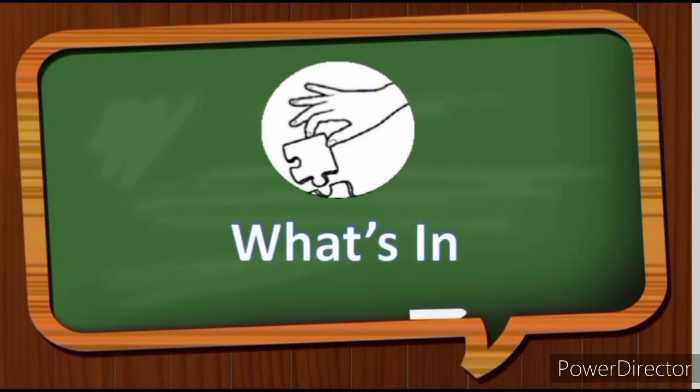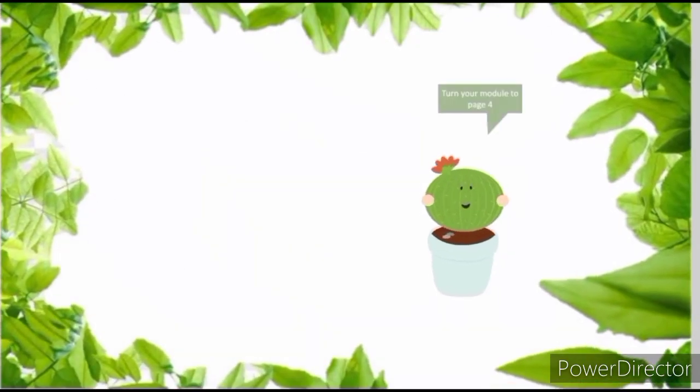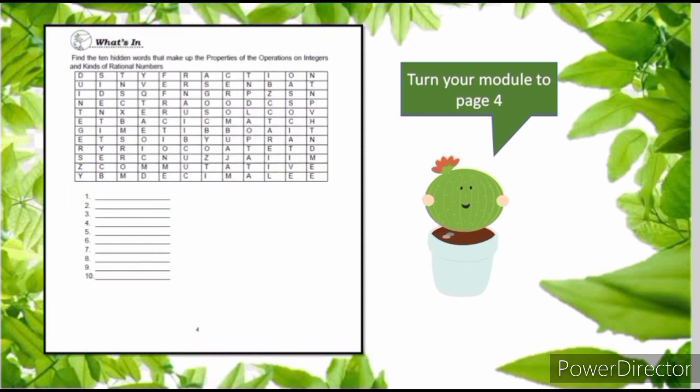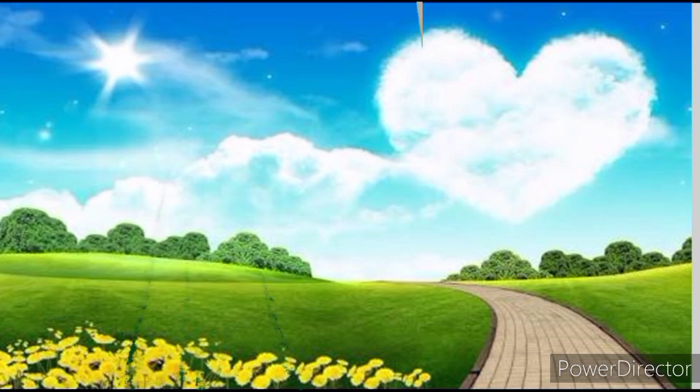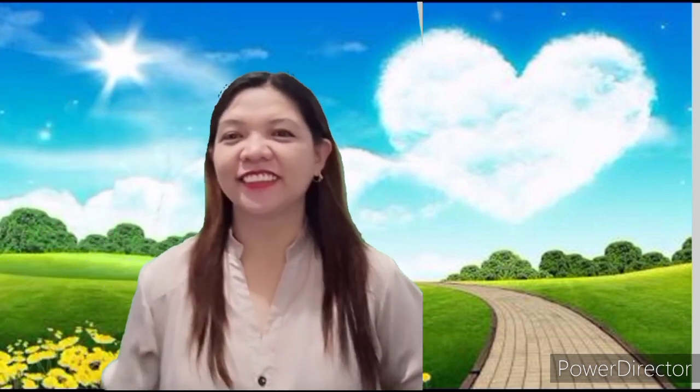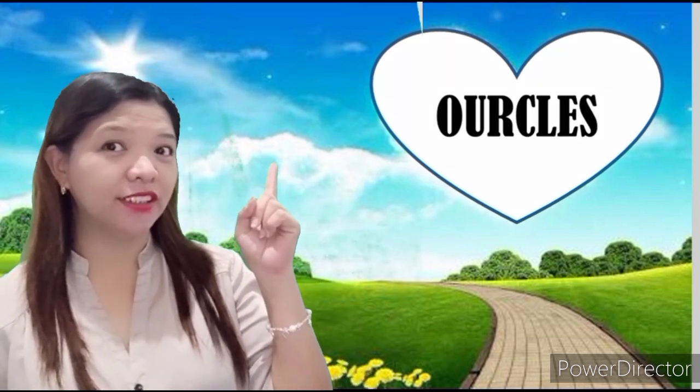What's in? Turn your module to page 4. Find the 10 hidden words that make up the properties of the operations on integers and kinds of rational numbers. Hi! I provided these jumbled words for you, and this was based on the word pun earlier. Now, can you guess these jumbled letters?